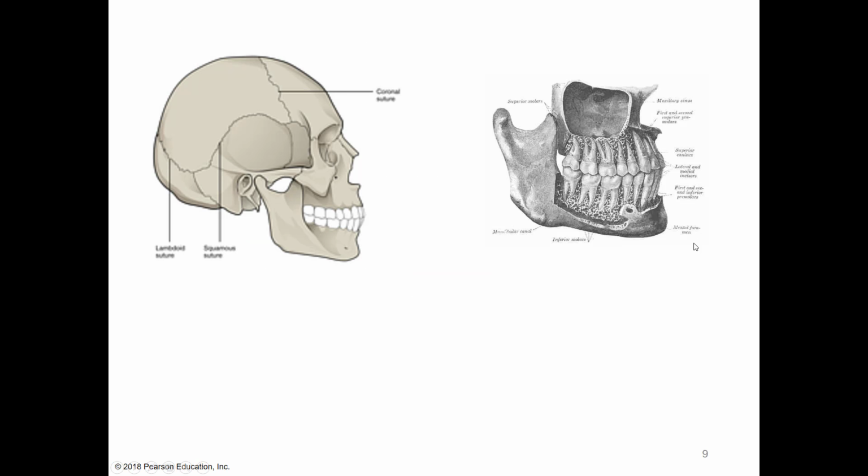So in this figure, we can see our sutures, which clearly do not move. That's an example that we just went over. And then the gomphoses are the union between the tooth and jaw, which also do not move typically unless we're losing a tooth.